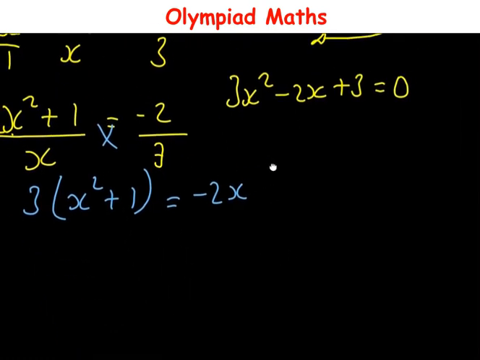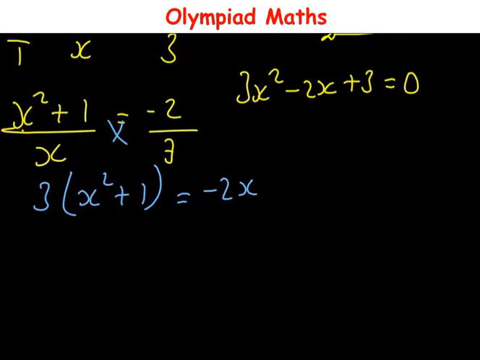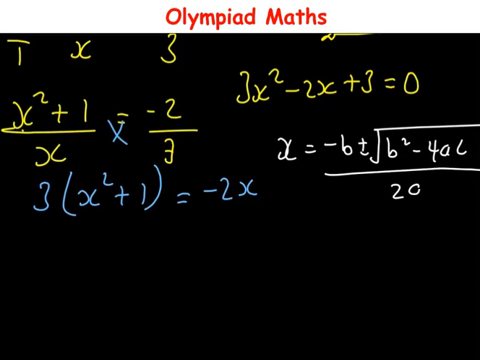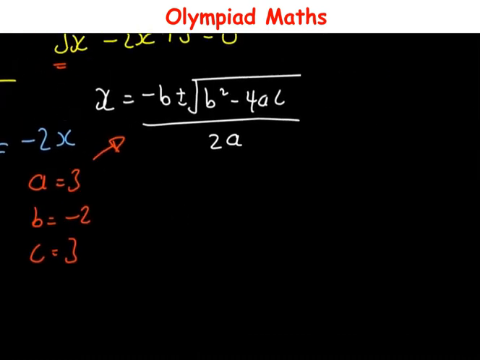Now, to solve this equation, we are going to make use of the quadratic formula, which is given by x equals minus b plus or minus square root of b squared minus 4ac, all over 2a. In this case, the value of a is the coefficient of x squared, which is 3. The value of b is the coefficient of x, which is minus 2, while the value of c is the constant, which is plus 3.